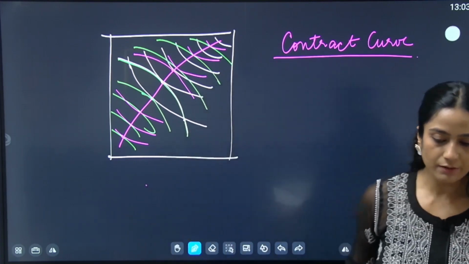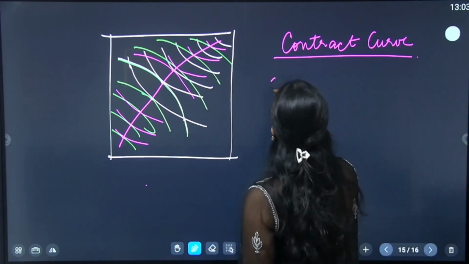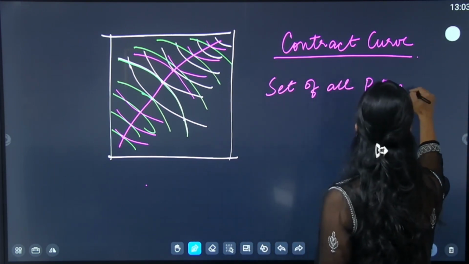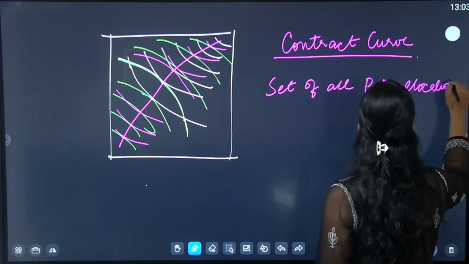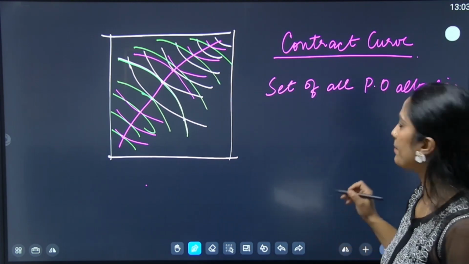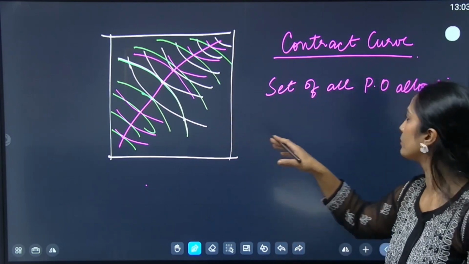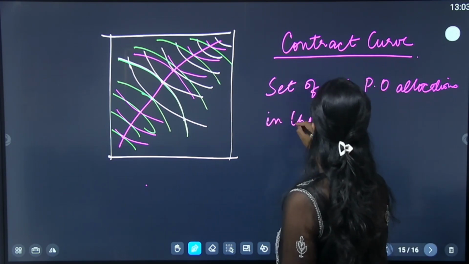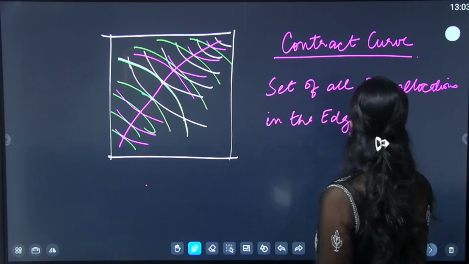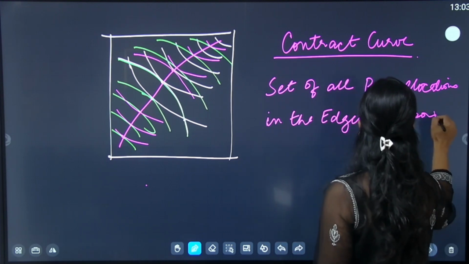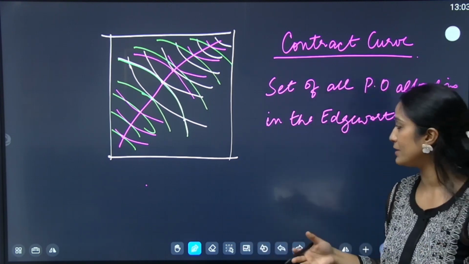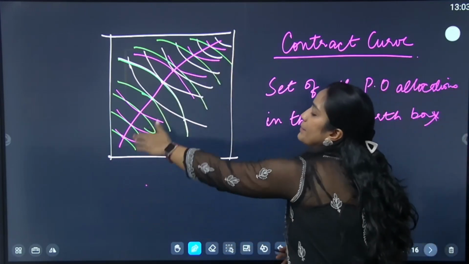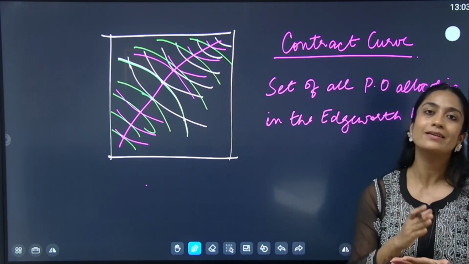So the contract curve is the set of all Pareto optimal allocations. All right. And of course, it is defined for the Edgeworth box. So it is the set of all Pareto optimal allocations in the Edgeworth box. And we know that Pareto optimal allocation essentially means that the ICs are tangent. So the entire line, this pink line, is called the contract curve.